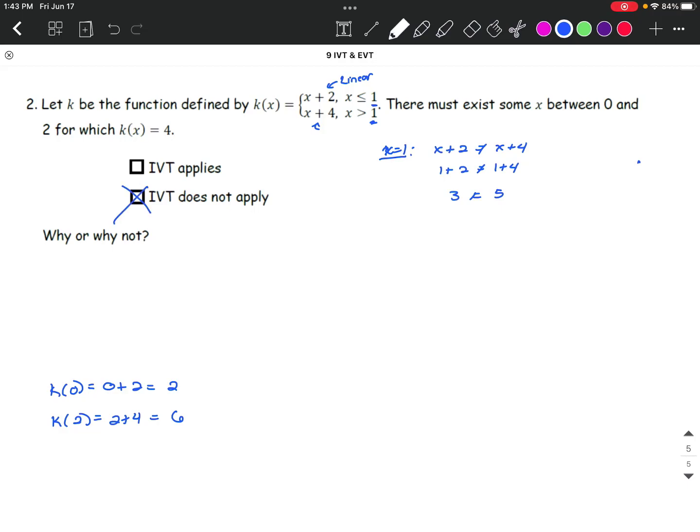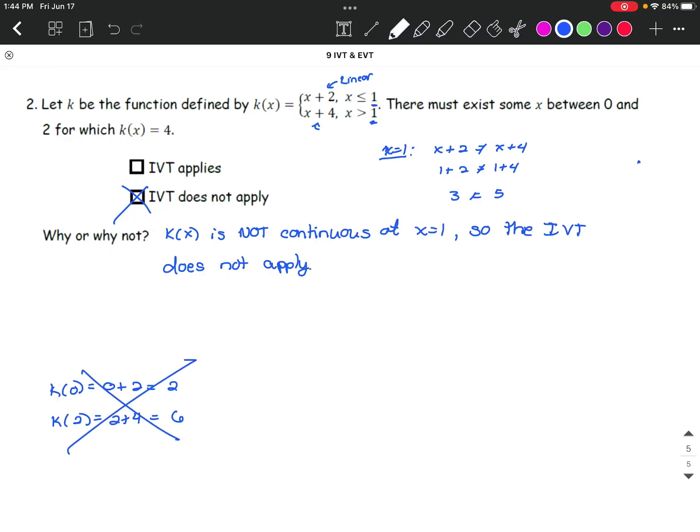Therefore, the rule does not apply. k of x is not continuous at x equals 1. So the intermediate value theorem does not apply. Make sure you don't jump to finding the function values. You first need to know if the function is continuous.